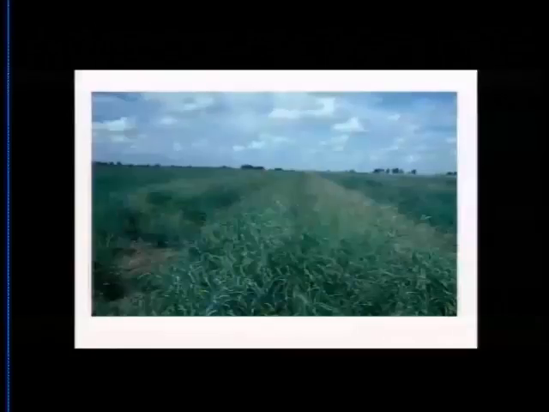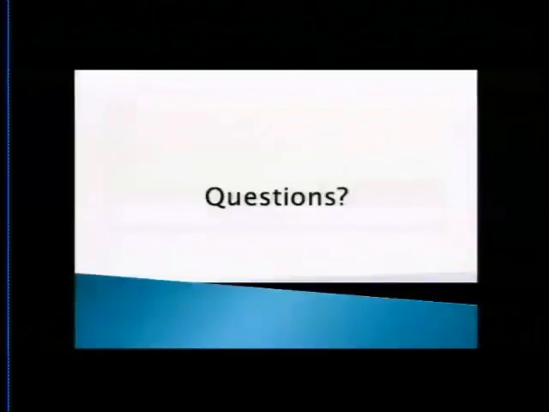Now, the program here at College Station has released a number, well, there are 2 that my predecessor released that were developed this way, Nueces and Lano buffalograsses. And with that, we'll stop for any questions.